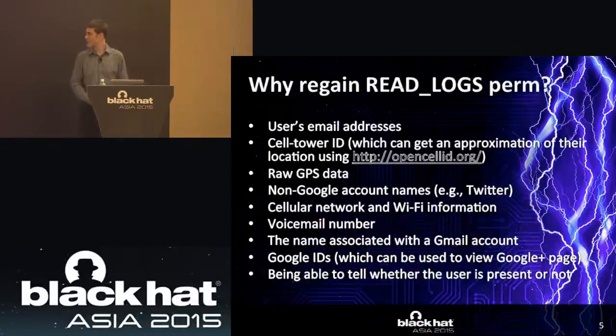So why try to regain the read logs permission? It's for the same reason they took it away. It's for the private data. So these are just some of the items that I've noticed showing up in the Android log. There's the user's email address. There's the cell tower ID.